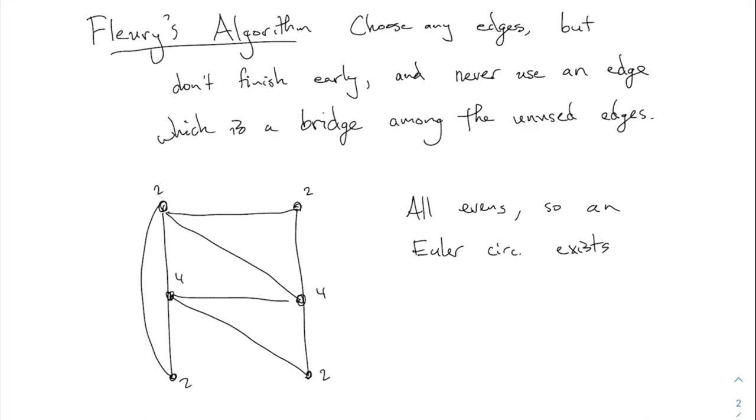All right. But that actually doesn't tell us how to find it. How do you find it? You do Fleury's algorithm. That's the procedure to find it. All right. Let's find an Euler circuit.